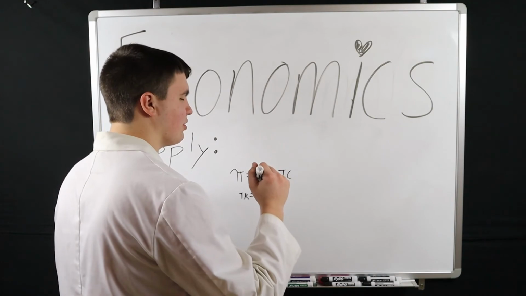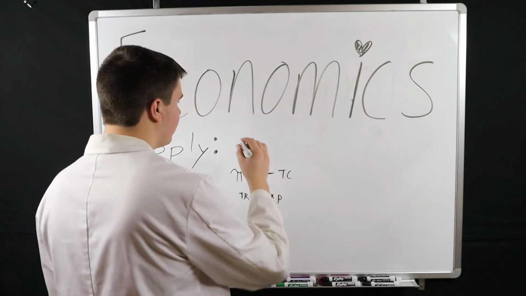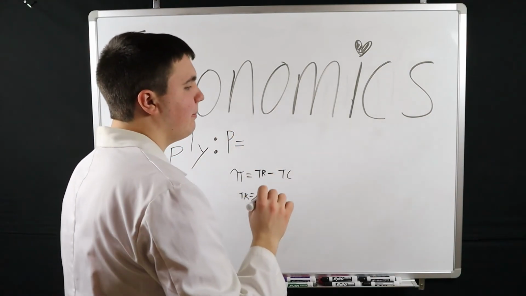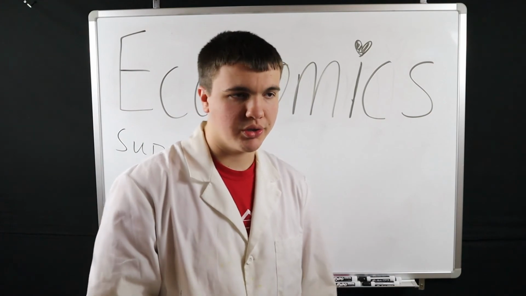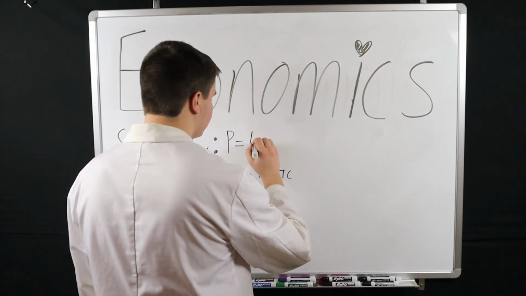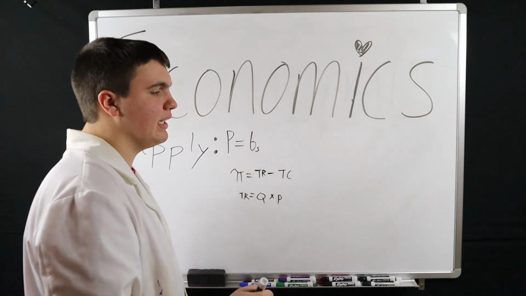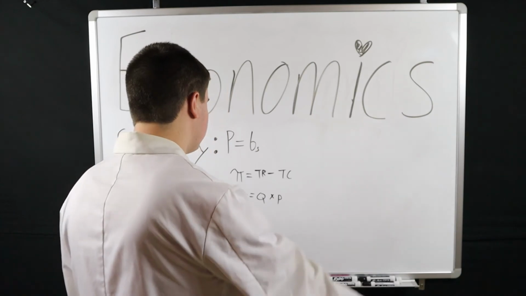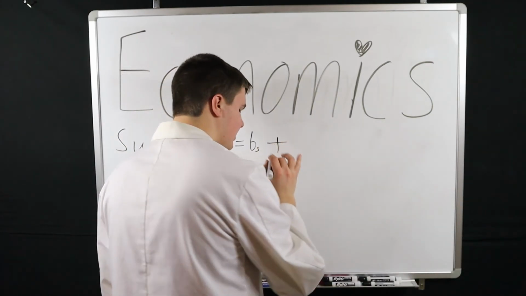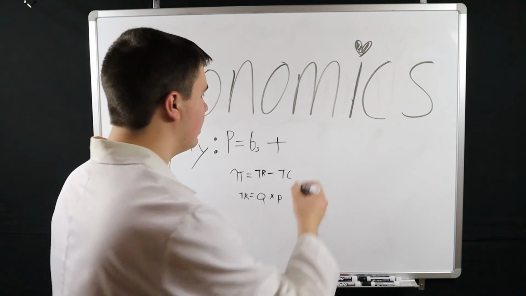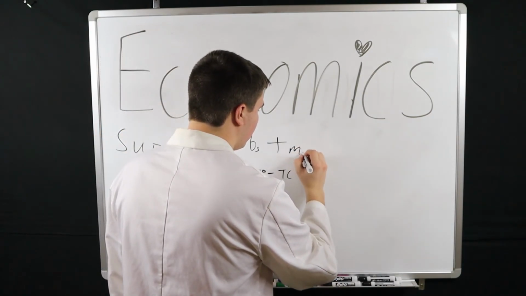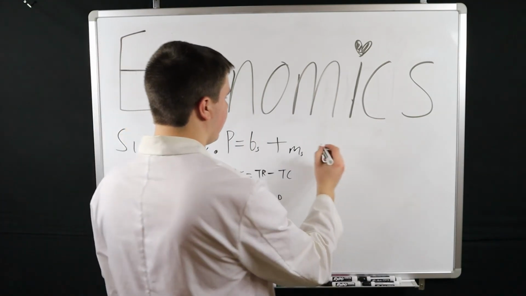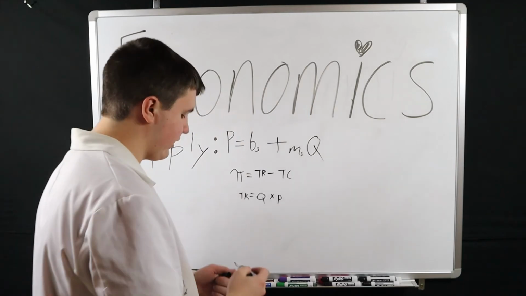Alright, and please be mature, because I'm not. P for price is equal to the minimum price a firm is willing to charge. We'll call this BS, just to differentiate it from B over in demand. Plus MS, the supply curve's slope, which is always positive, unless you're dealing with a monopoly. We'll get into that. Times Q. That is the supply curve formula.